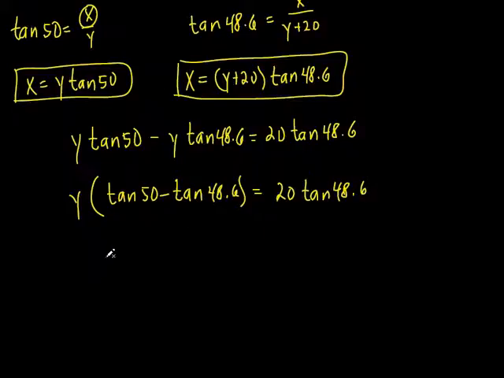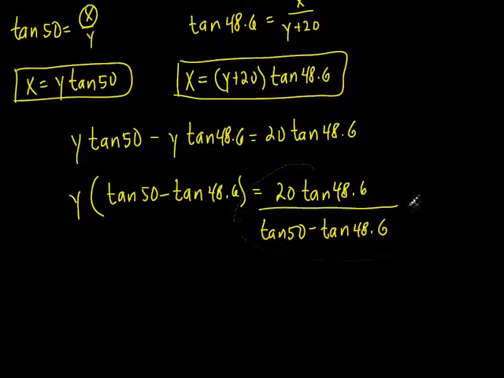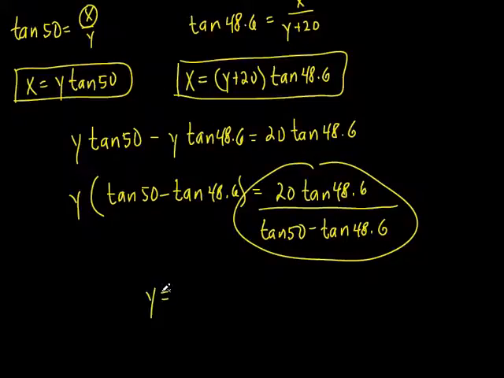Now, we're ready to get y by itself, aren't we? So how do we get rid of it? Divide all this stuff. Let's just keep that right there and divide it by the tangent of 50 minus the tangent of 48.6. And that's what y is, right there. Plug that into a calculator, and I've already done this, and you get about 394.7. All right, try that. So that's what y is, 394.7.